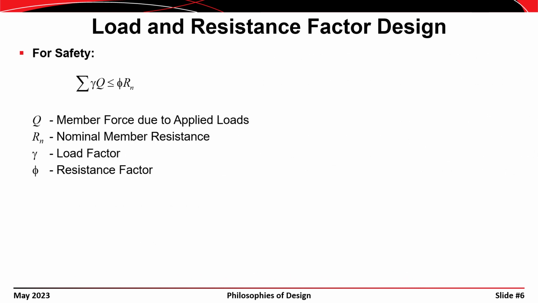Okay, finally, we get to the load and resistance factor design philosophy. For safety, the equation is the sum of gamma times Q must be less than or equal to phi times R sub n. Q is the member force due to the applied loads. Gamma is a load factor. R sub n is the nominal member resistance. And phi is a resistance factor.